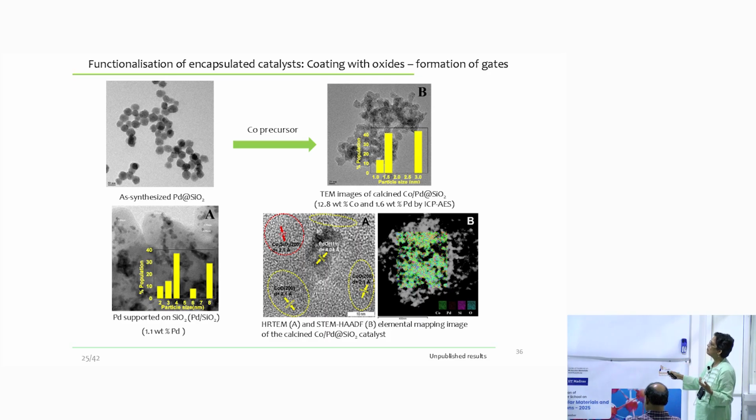So nothing much has happened. It's a very small weight percentage, and the particle size also is reasonable. If you look at this, we can see that cobalt is on the surface of the silica, and palladium also we can see. But we haven't published it yet, because I'm not convinced where the cobalt is. I cannot honestly say that it is there on the surface, or that it is really on the palladium.